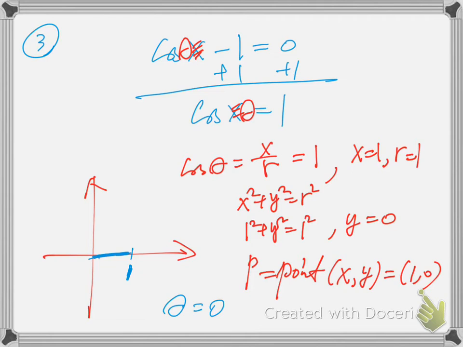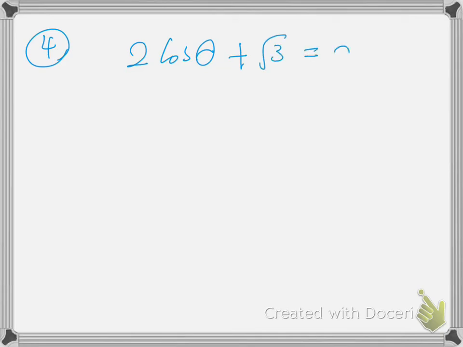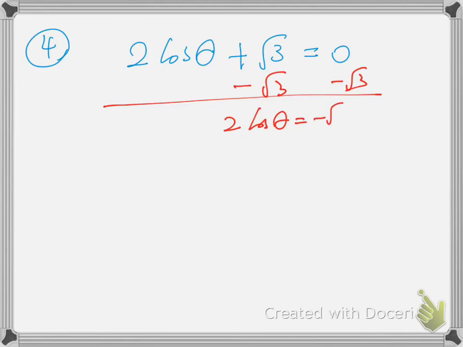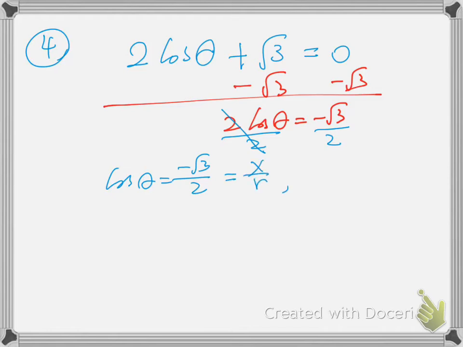So let's look at one more cosine case. So 2 cosine theta plus radical 3 is 0. Okay, so solve for cosine theta first. So minus radical 3 on both sides. We got 2 cosine theta is negative radical 3, divided by 2. Cosine theta is negative radical 3 over 2, which is x over r. So we got x is negative radical 3, r is 2.